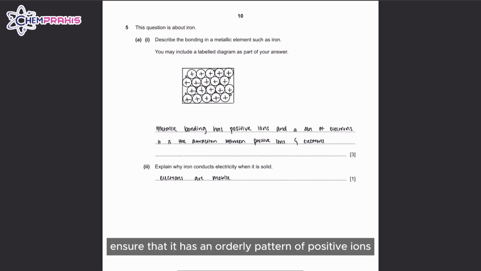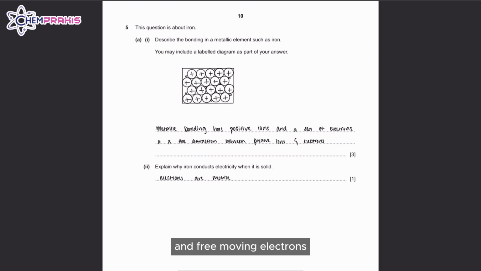Ensure that it has an orderly pattern of positive ions and free-moving electrons. Explain why iron conducts electricity when it is in solid form. The electrons are mobile throughout the iron and hence allow it to conduct electricity when it is in solid form.